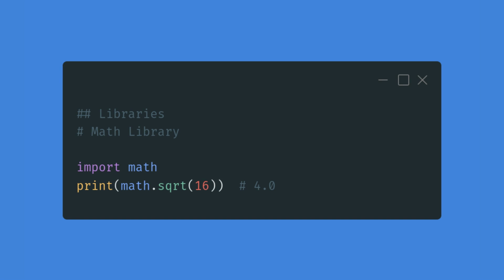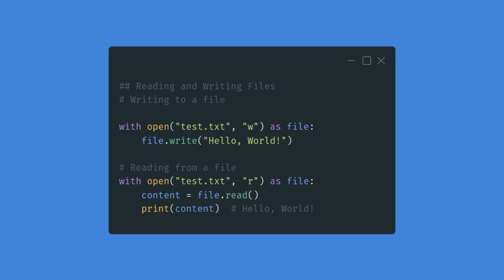With just one line, you can import a library and use its functions, like finding the square root of a number. Reading from and writing to files is a common task in Python. Let's see how it's done. With just a few lines of code, you can write to a file and read its contents. This is a crucial skill for data processing.